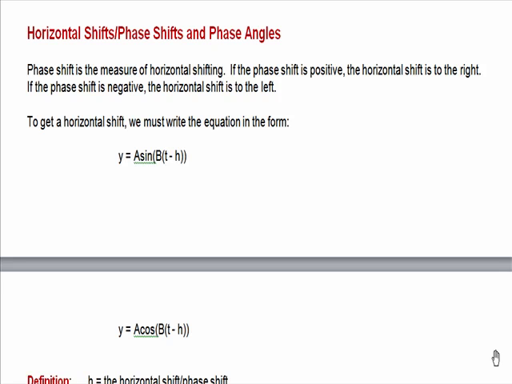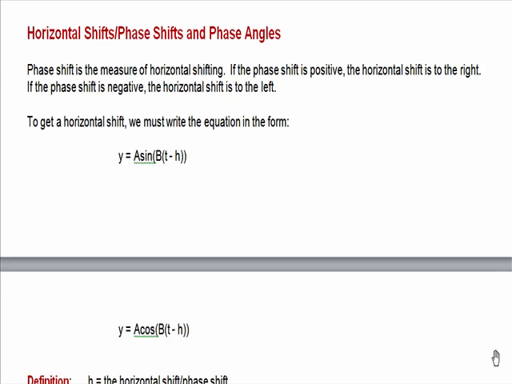Now we're going to spend a few minutes talking about what are referred to as horizontal shifts and phase angles. The term phase shift is actually a measure of horizontal shifting, so we're going to be looking at left-right shifts here. If the phase shift is positive, the horizontal shift will be to the right. If the phase shift is negative, the horizontal shift will be to the left.